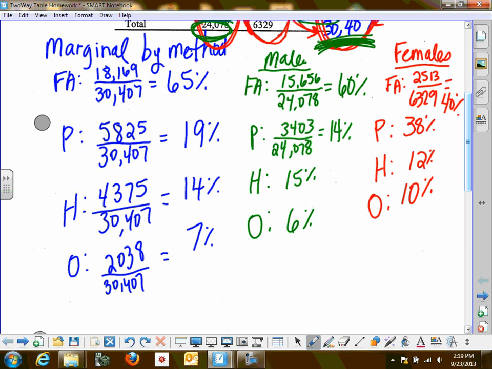There are your numbers overall. I went ahead and just skipped to the percentages, so I figured you could do that. Hanging for males was 15%. Other for males was 6%. For females, you can see the firearms was 40%. Poison is 38%. Hanging 12%, and other 10%. Fill those in so we can now talk about what you compare.